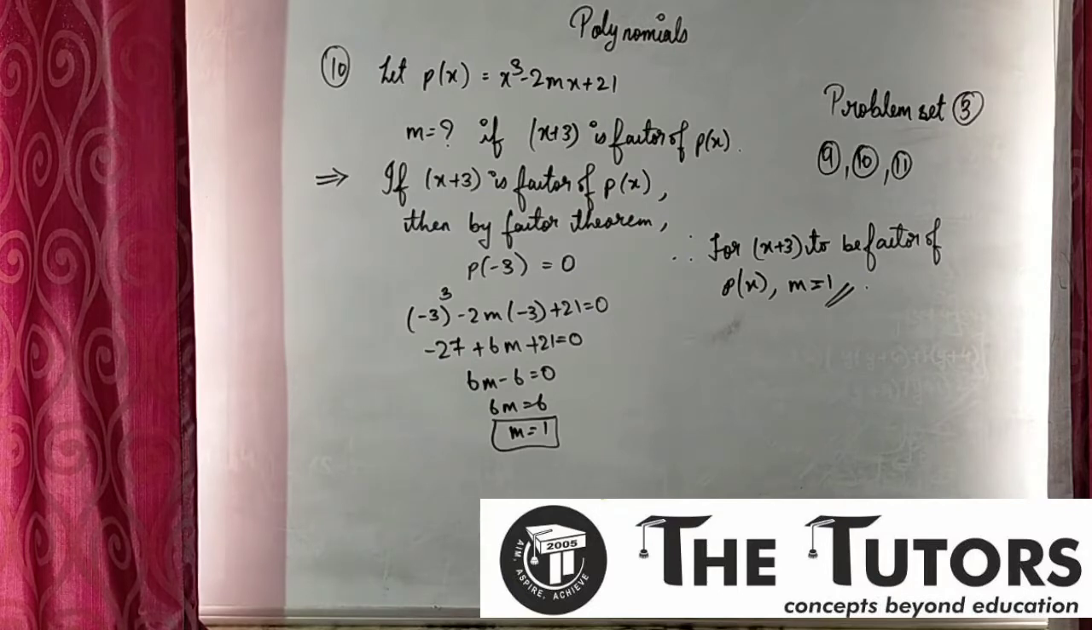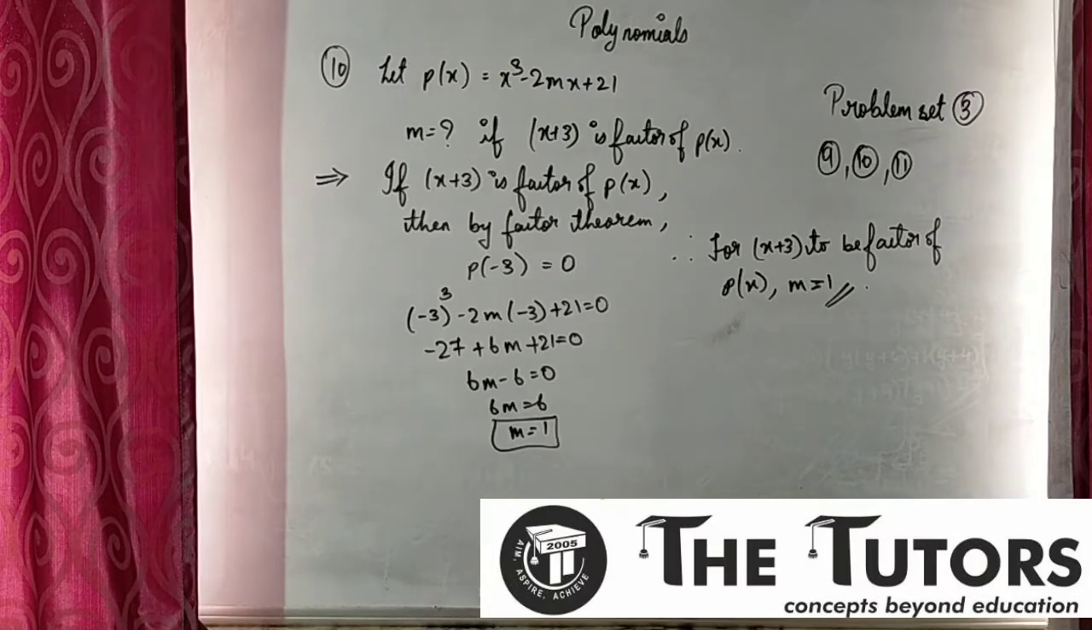Again, I'll just explain it to you. P of x is x cube minus 2mx plus 21. You have to find out that if x plus 3 is factor of p of x, then what should be the value of m. कि अगर x plus 3 को p of x का फैक्टर होना है तो m को क्या वैल्यू होनी चाहिए वो आपको बताना है.